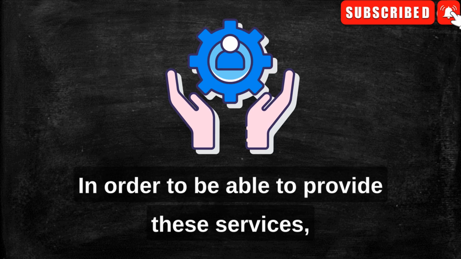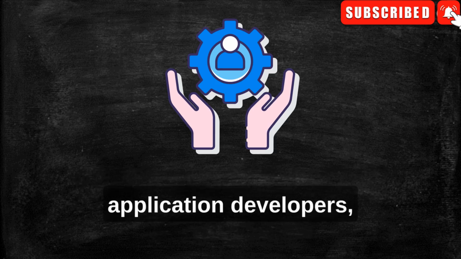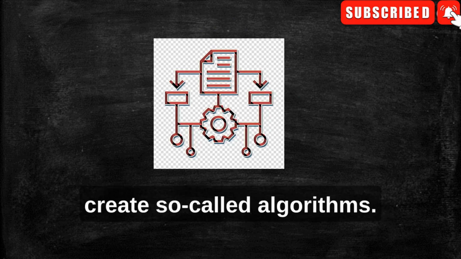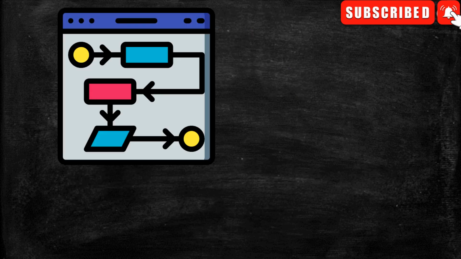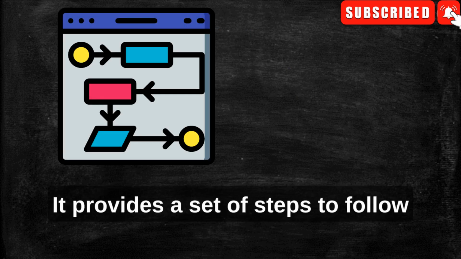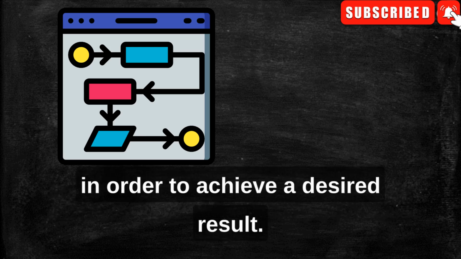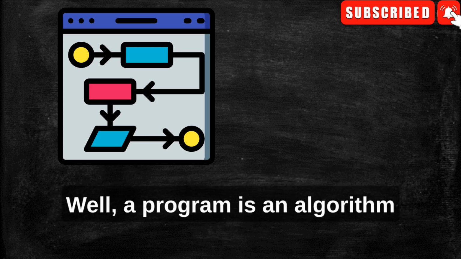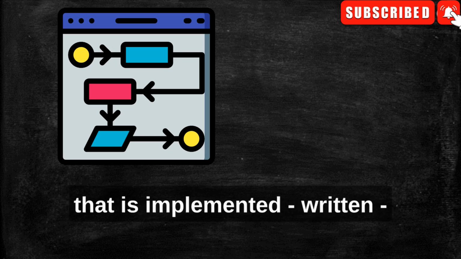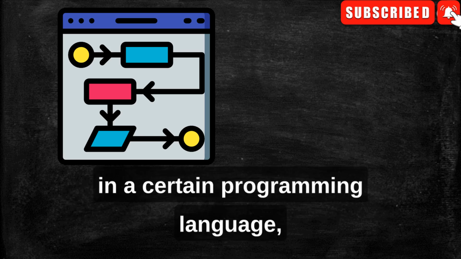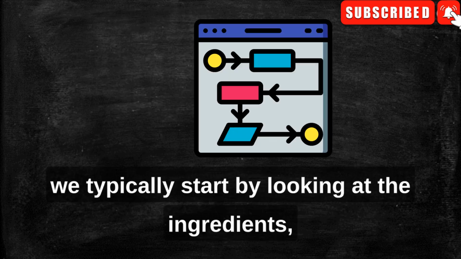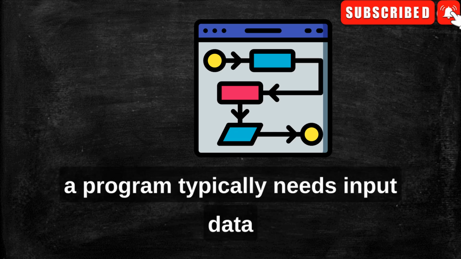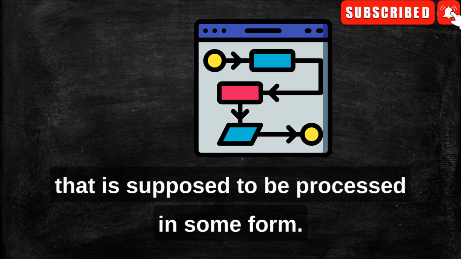In order to be able to provide these services, application developers, those who create the software, create so-called algorithms. An algorithm is a sequence of instructions, pretty much like a cooking recipe. It provides a set of steps to follow in order to achieve a desired result. Well, a program is an algorithm that is implemented, written, in a certain programming language, for example, the C programming language. Just as in a cooking recipe we typically start by looking at the ingredients, a program typically needs input data that is supposed to be processed in some form.